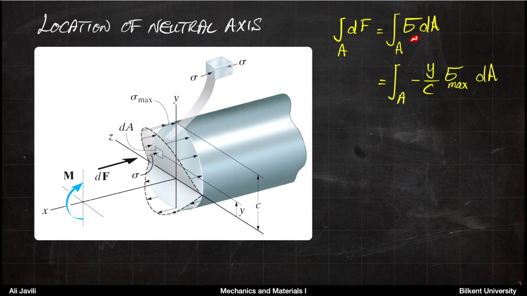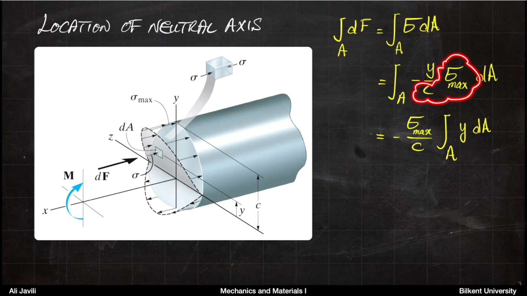Then you replace the stress, sigma, by its value or by its distribution. If you remember, previously we just showed that stress distribution reads this. And then since sigma max and c are constant, you take them out of the integral together with the minus sign, and then you would have this. And then again, remember, equilibrium tells you that this must be 0.